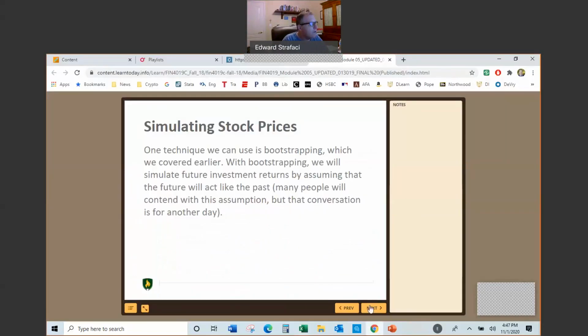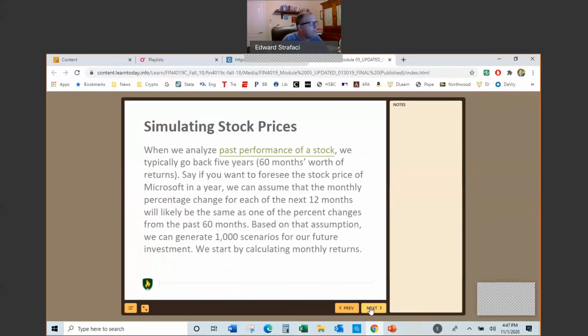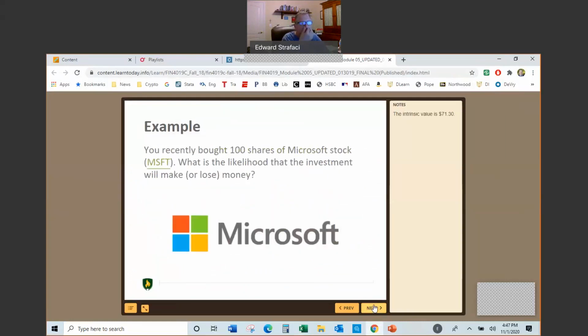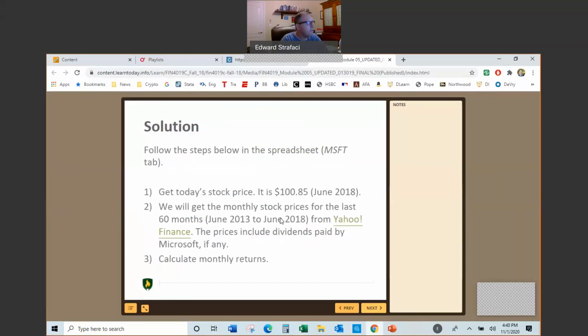So once again, very good job by the school. We look at the past performance of the stock. We look at the monthly percentage change for each of the next 12 months, and we base that assumption on 1,000 different scenarios. That's more than enough scenarios. So I buy 100 shares. Will I make or lose money? Well, I know that today's stock price is 185, and I get the monthly returns using Yahoo Finance.